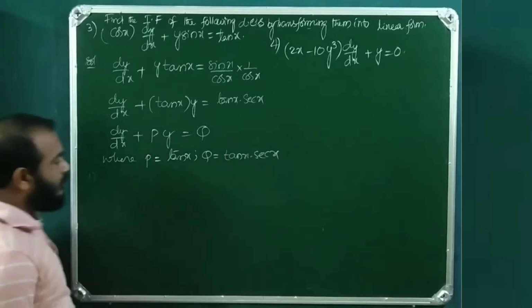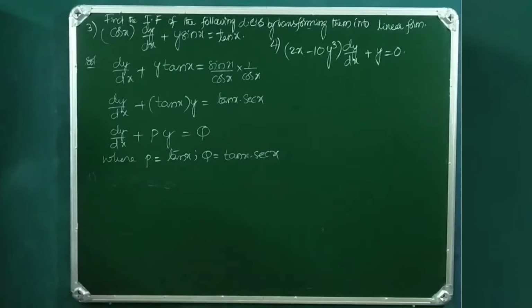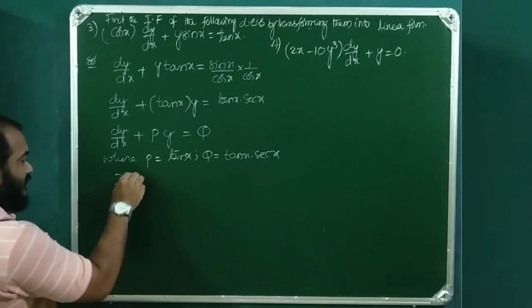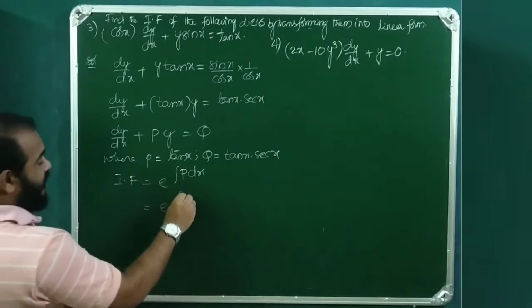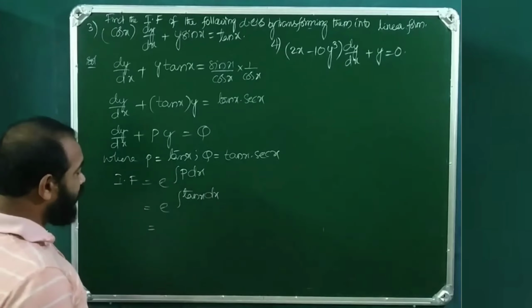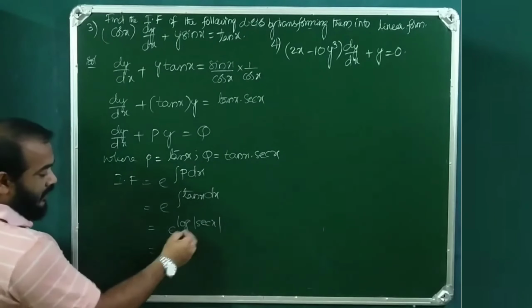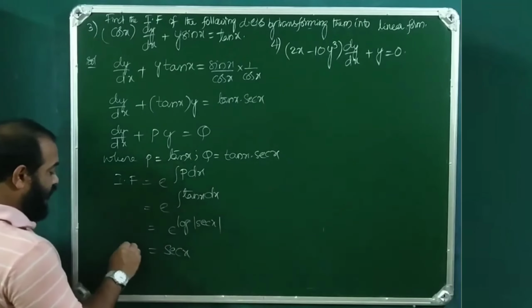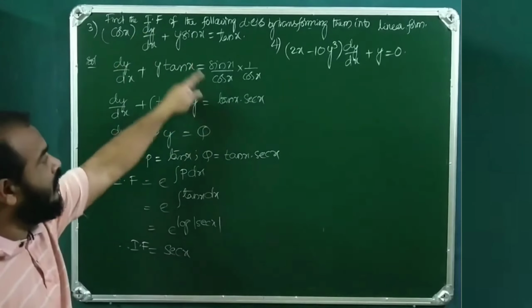So now the integral factor is e power integral p dx. e power integral of tan x dx. Integral tan x dx is log modulus of secant x. Here e power log f of x is f of x. Therefore this is secant x. Therefore this is the integral factor for this linear differential equation.